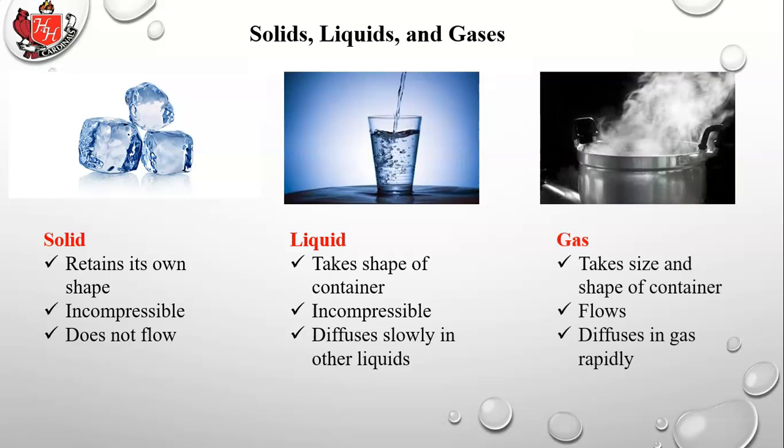Finally, we have gases. So they take the size and shape of the container. So you could have a bottle of perfume in a very small bottle, and on a warm day you open it up, and in 15 minutes you can smell that perfume in every part of the room. So the perfume molecules have spread out from being in a really tiny container that takes on the shape of that container to spreading out throughout the entire room. So they've increased their volume, and changed the shape so that it's the shape of the room. They flow and they diffuse in gas rapidly.